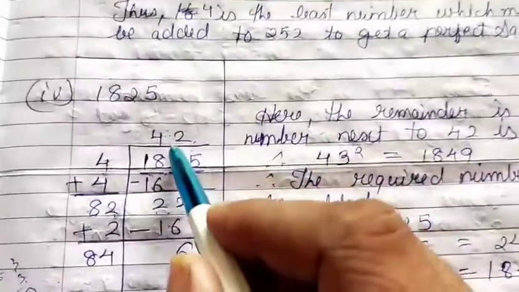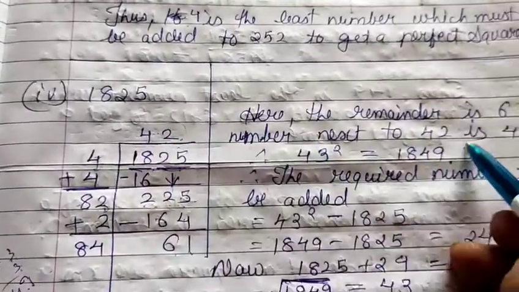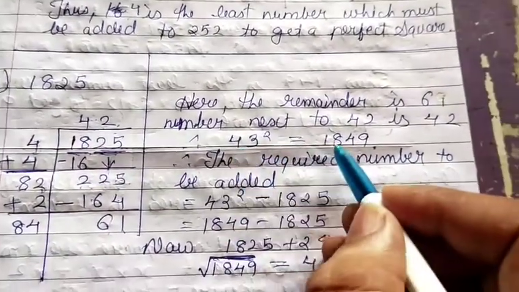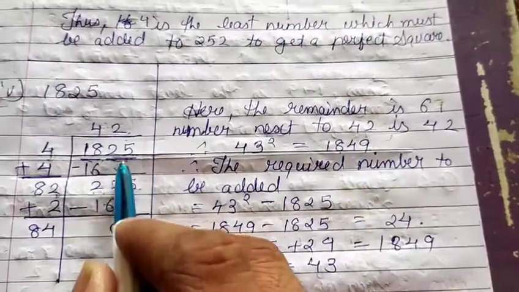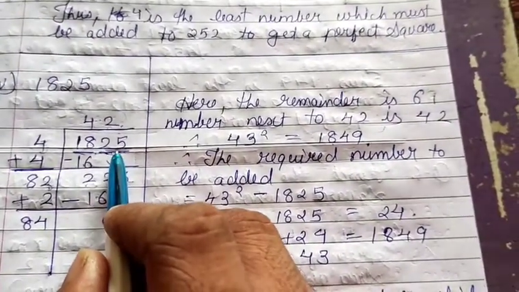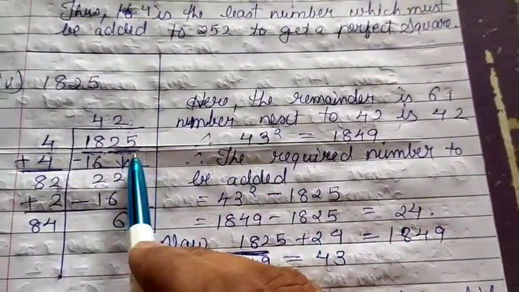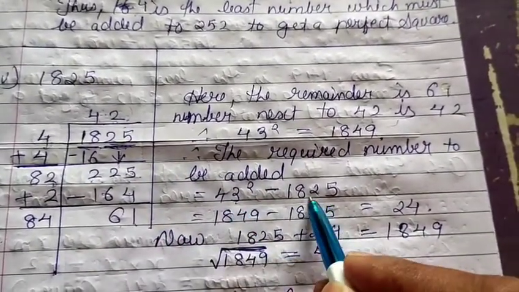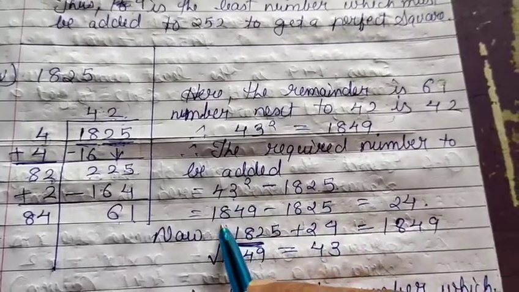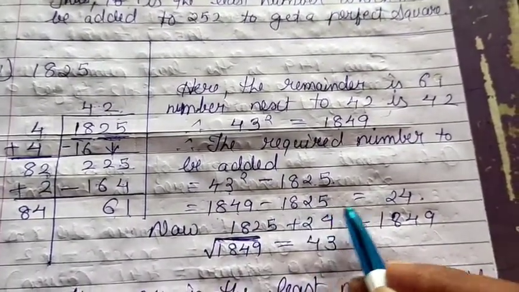Now what is the next number of 42? That is 43. You need to find the square of 43, which is 1849. Means here 1849 should be there, then only you will get a perfect square value. So you need to find the difference of both the numbers. The square of 43 is 1849, minus 1825, you will get 24.